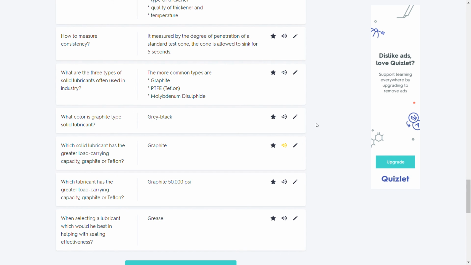Which solid lubricant has the greater load carrying capacity, graphite or Teflon? Graphite. Which lubricant has the greater load carrying capacity, graphite or Teflon? Graphite, 50,000 psi.